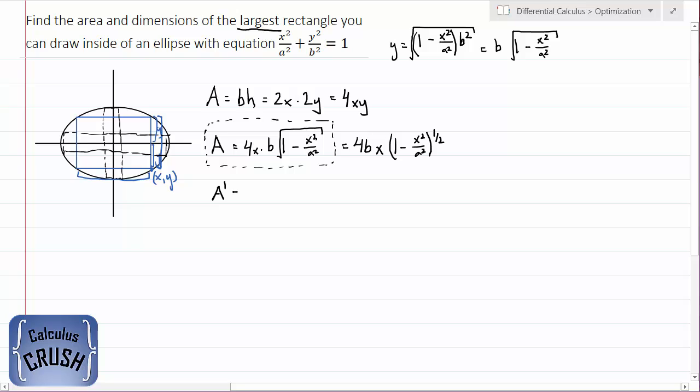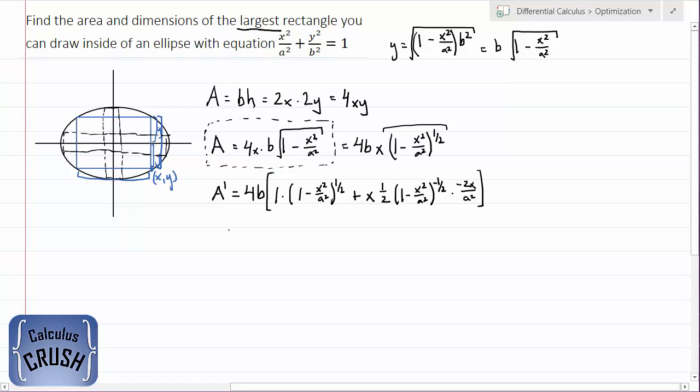So let's take the derivative. A prime is equal to 4b. Now what we have here is the product rule, which is the derivative of the first times the second. So I'll use big brackets. The derivative of the first, derivative of x, is just 1, times the second, 1 minus x squared over a squared to the power of a half, plus the first, which is x, times the derivative of the second. The derivative of this function here, we have to use the chain rule. So the 1/2 comes down in front, times the inside to the power of minus 1/2, times the derivative of the inside, which is minus 2x over a squared. So this is our derivative.